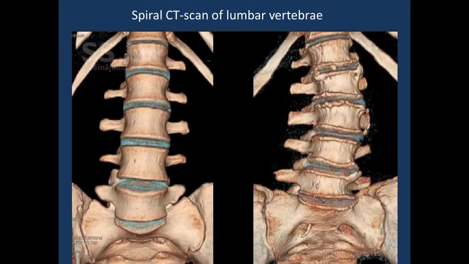Here is the spiral CT scan with the normal lumbar vertebra, but the right picture shows us the osteophytes and even the scoliosis of the lumbar spine. And I think that is difficult, because to operate on people is not easy because of special objects on the body.